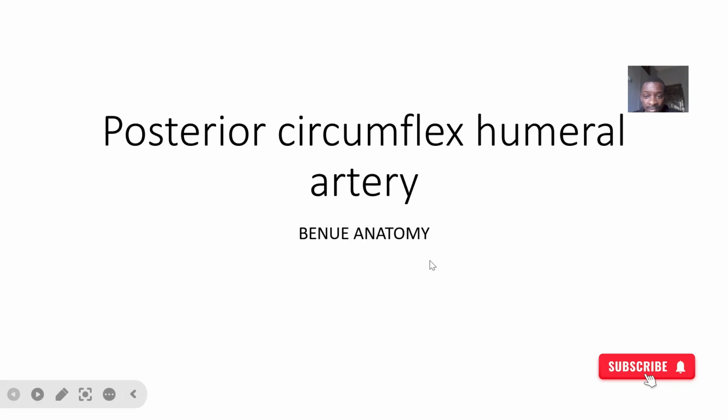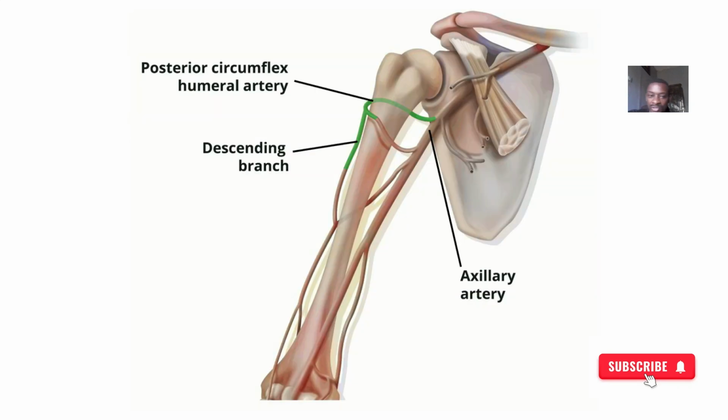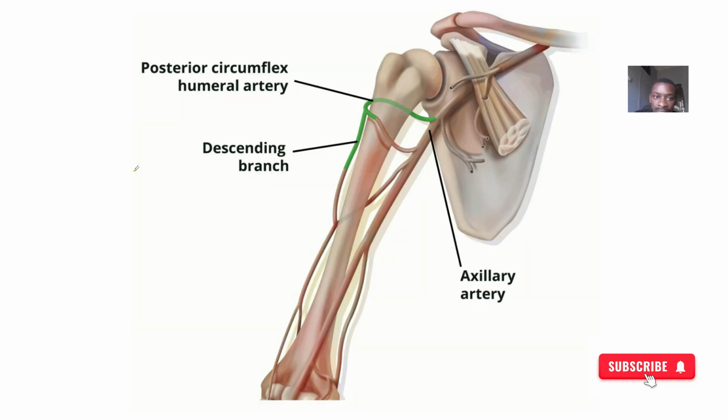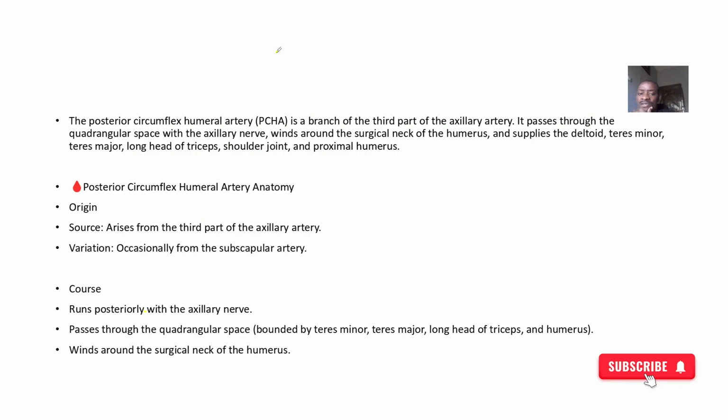Now we're looking at the next artery. The artery that we're going to talk about in anatomy is what is known as the posterior circumflex humeral artery. This is the posterior circumflex humeral artery. The posterior circumflex humeral artery is the third branch of the axillary artery.